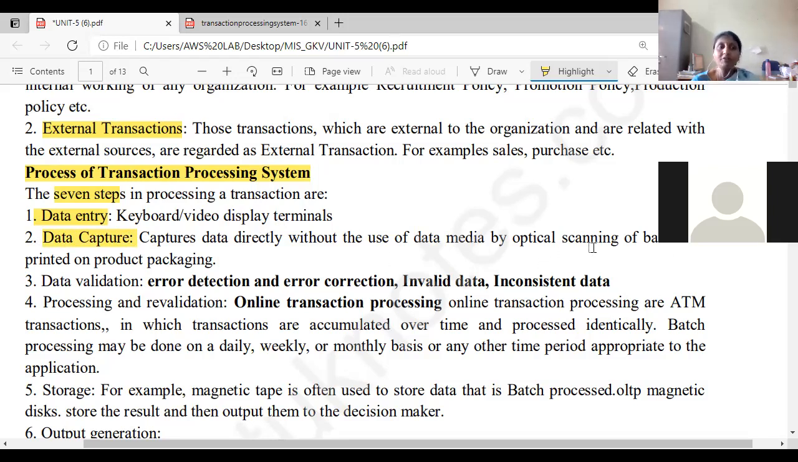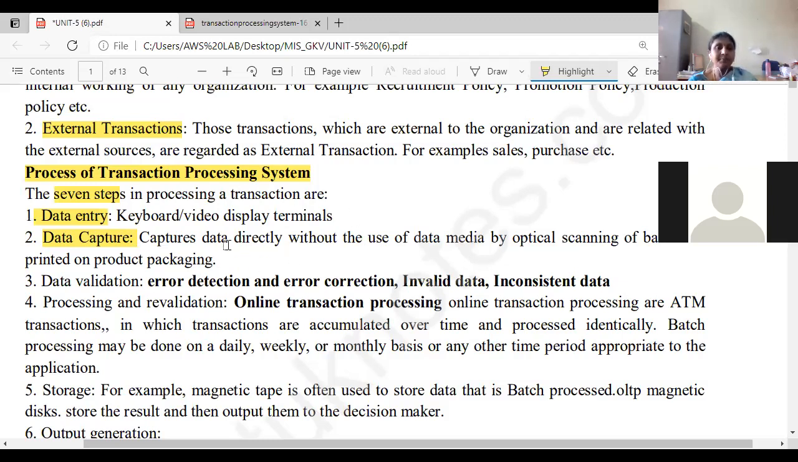So optical scanning of barcodes: whenever they scan a particular barcode, they automatically get that product's details. What is the cost of the product? What are the manufacturing details? What is the expiry date, or are any discounts provided for that product? All that data they get, and from that data they provide the billing.